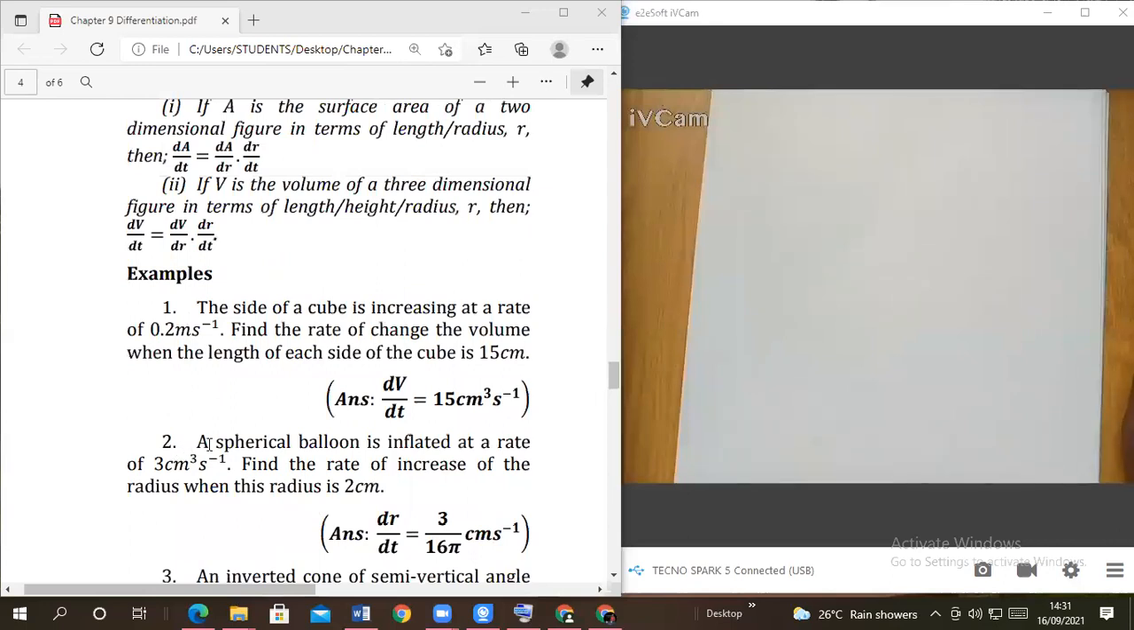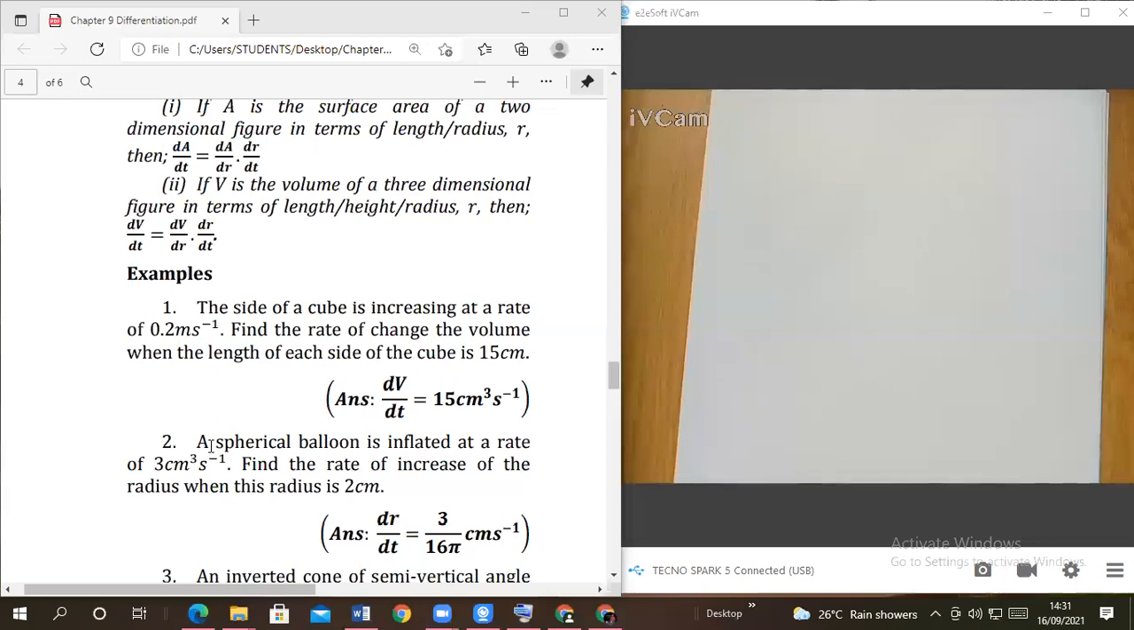There we go, that's the second example. We're looking at now a spherical balloon. The first one was a cube, or a cuboid. Then in this second example, you have a sphere. So a spherical balloon is inflated at a rate of 3 centimeters cubed per second. Find the rate of increase of the radius when this radius is 15 centimeters.